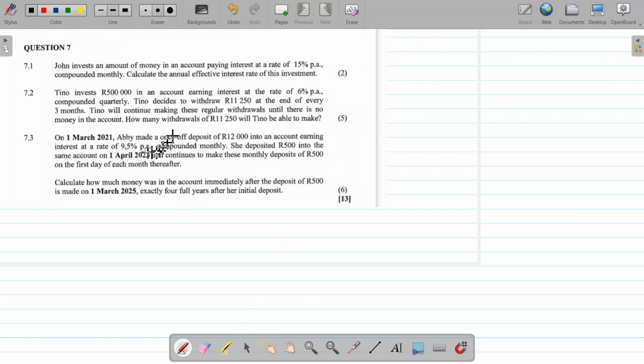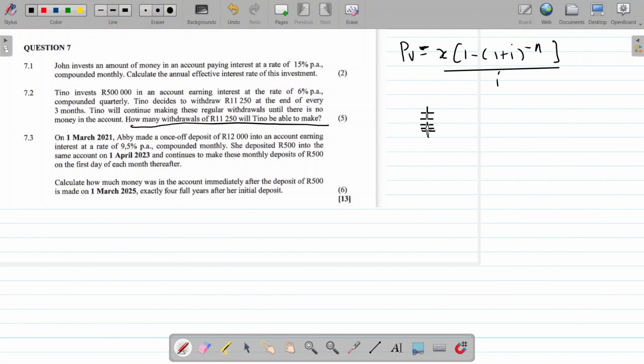That's great. So what are they looking for now? They're looking for how many withdrawals of 11,250 Tino will be able to make. So basically, we're looking for n. So we're going to say PV equals x into 1 minus (1 plus i) all raised to the power of minus n. Close that. Then divide everything here by i.